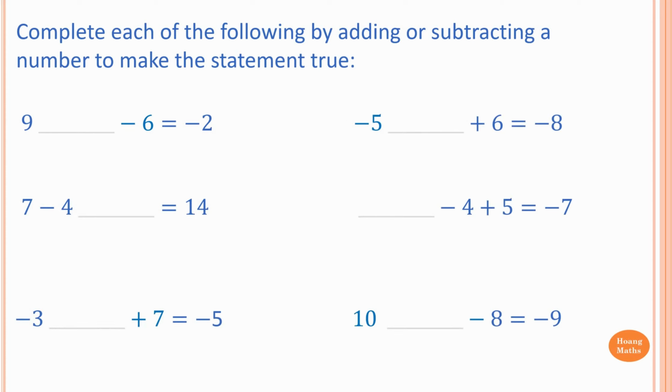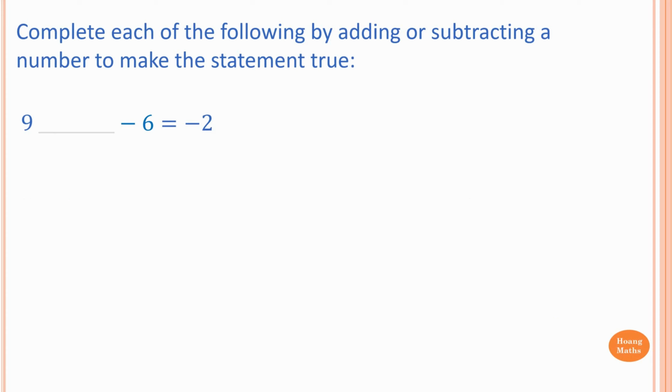First one. So we can clear these two numbers first. So 9 minus 6 is equal to 3. So that means 3 plus or minus a number to end with -2. In other words, you start at 3 and then you end at the -2 here.